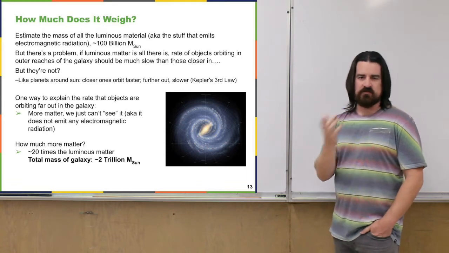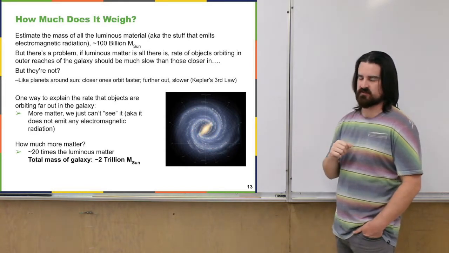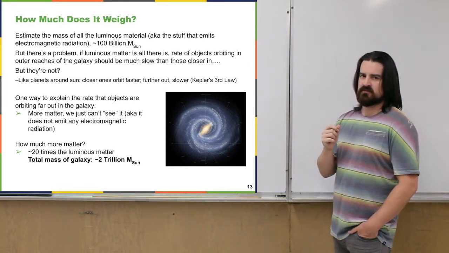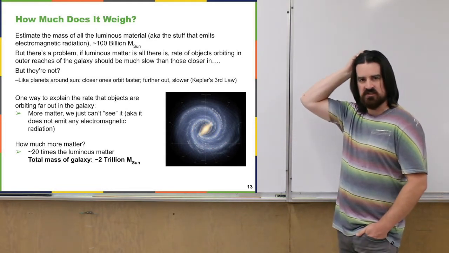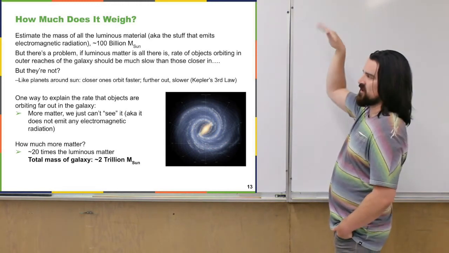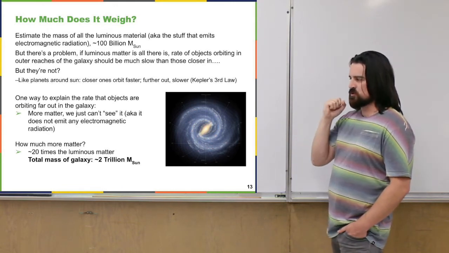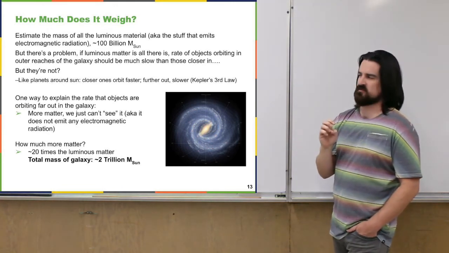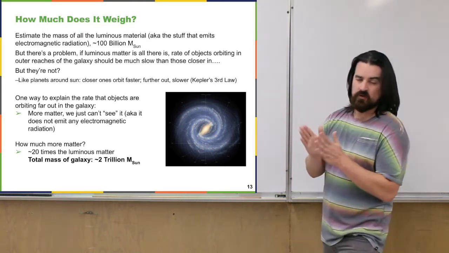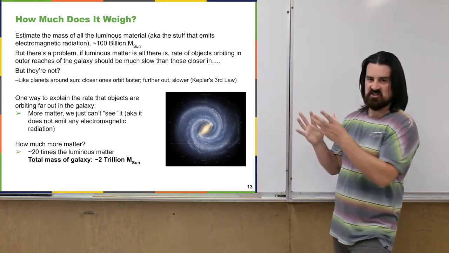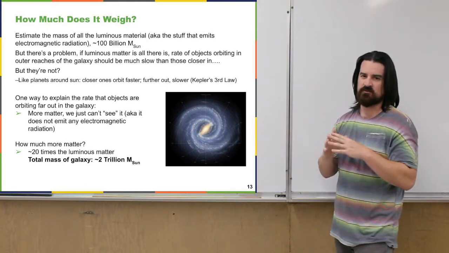Then the question becomes, how much matter do we need in order to make sense of the way all this stuff is revolving around the galaxy? A lot more. About 20 times more matter than just the stuff that we can see, just the luminous matter. There's about 100 billion times the mass of the sun of luminous matter. We need something like 2 trillion times the mass of the sun to account for the movement of stuff throughout the galaxy. Which is kind of wild, because what that's saying is that most of the matter that makes up our galaxy, we don't see, and we don't really know much about.